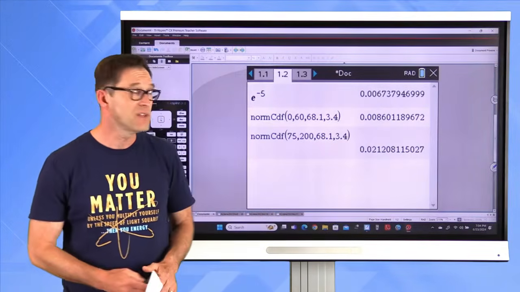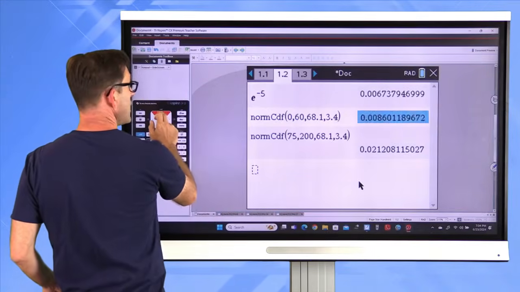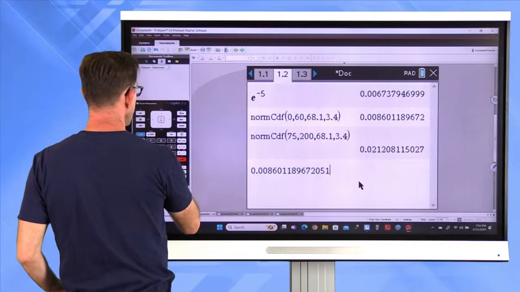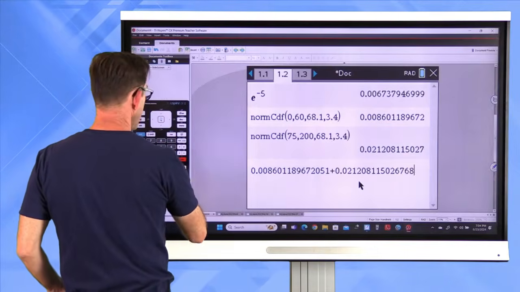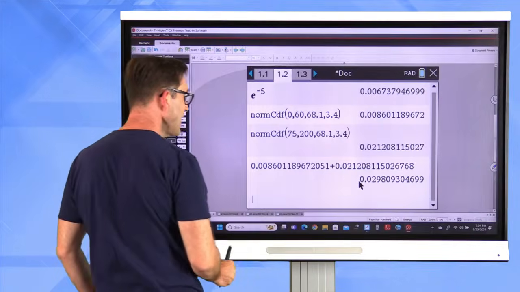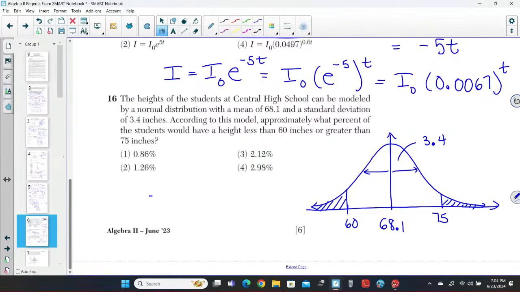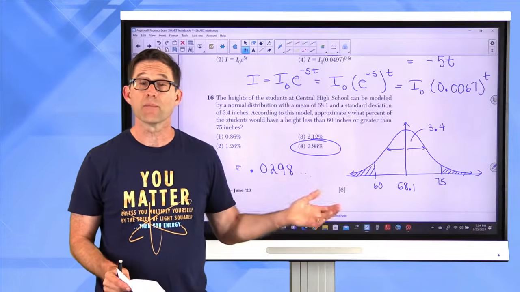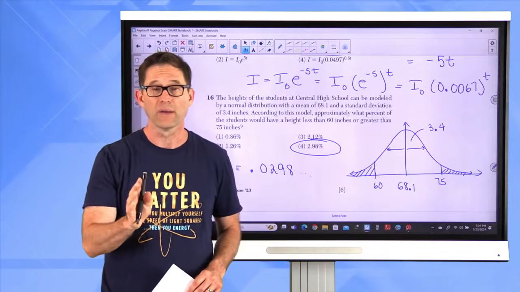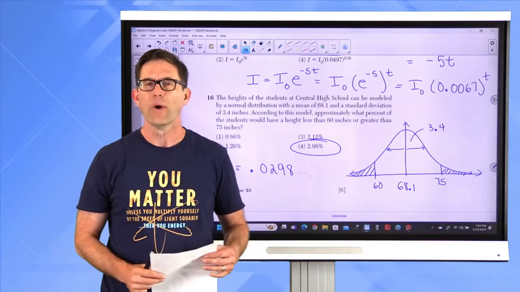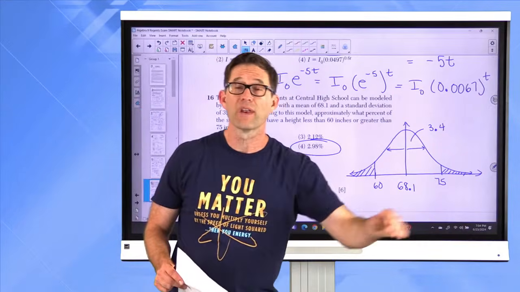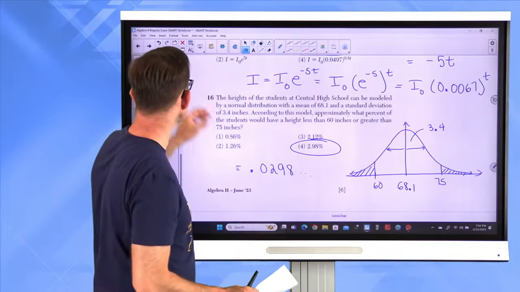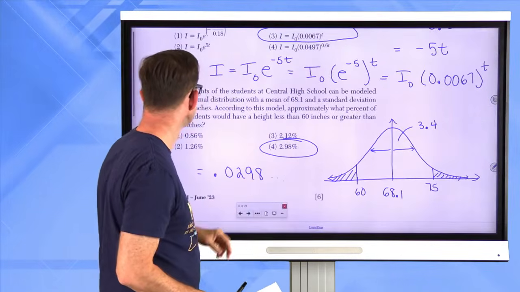Now 0.021028. Now I need to add these two together. Luckily on my calculator and many of these calculators, I can just simply do this plus this, enter. That's 0.0298, and that is 2.98%. Last year's exam had a very similar problem, except that was just between two values. When it's just between two values, nice and easy. When it's less than one or greater than another one, that's when it becomes a little bit trickier. All right, let's head on.